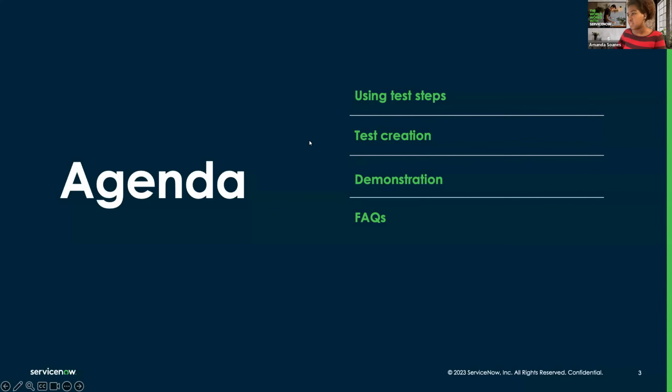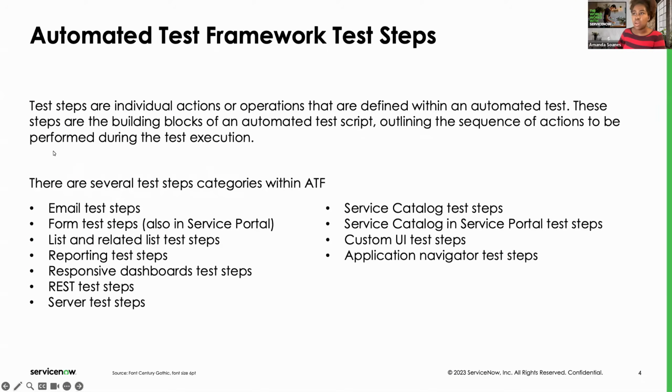Okay. So as far as ATF, it has something called test steps. These are pretty much the building blocks to your ATF test because they are specifically the actions that will need to be executed in order for ATF to know what to do. So for example, when you're impersonating a user, or if you want to click some type of button and so on, these are all called test steps.